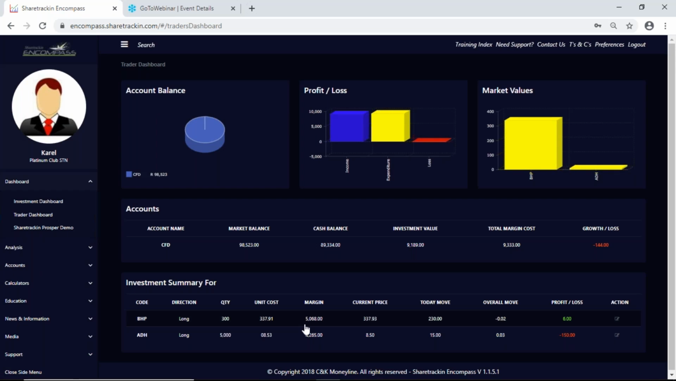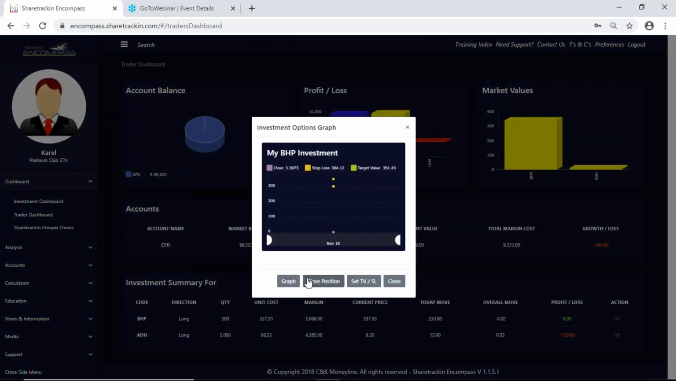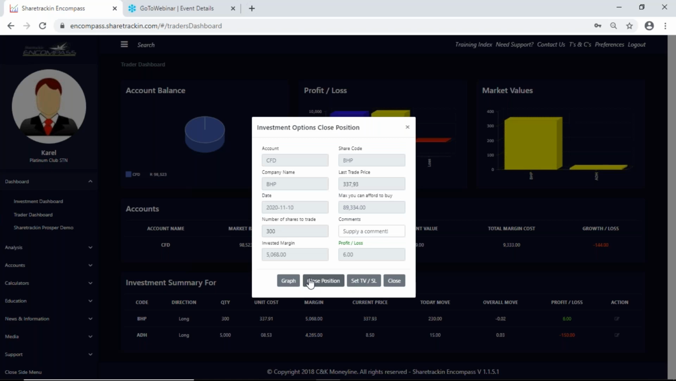If I want to sell the share, I would go back to action. I would say close position, and the only thing that I need to fill in is the reason for selling the share. And then I would say close position again, and it will sell the share.